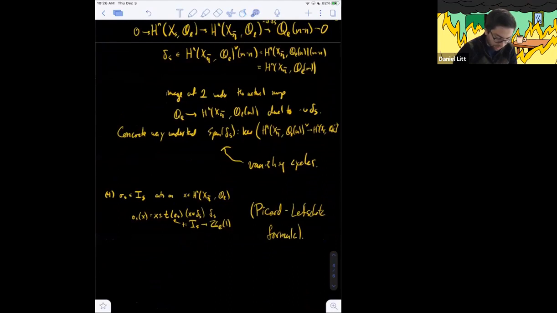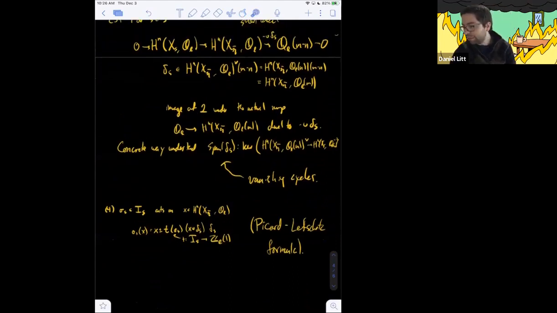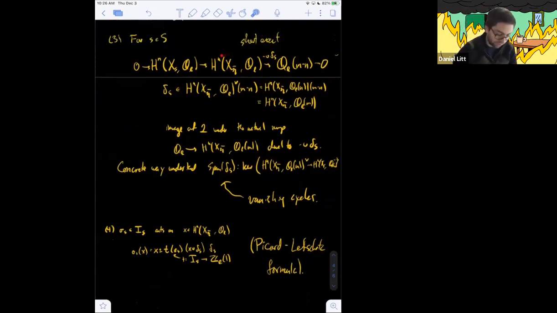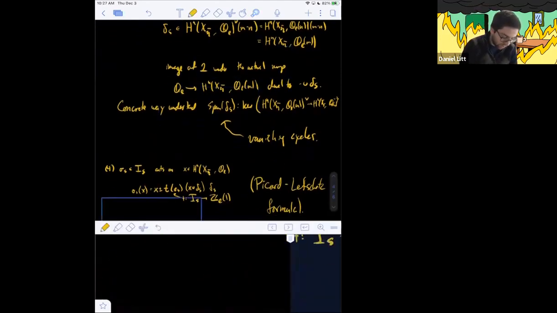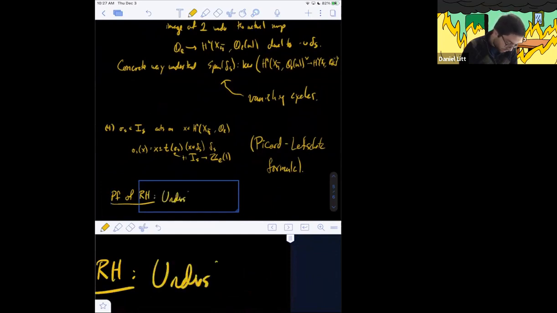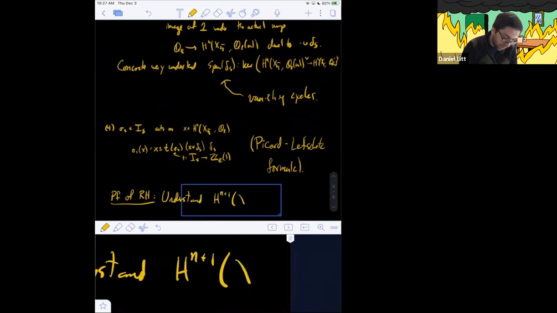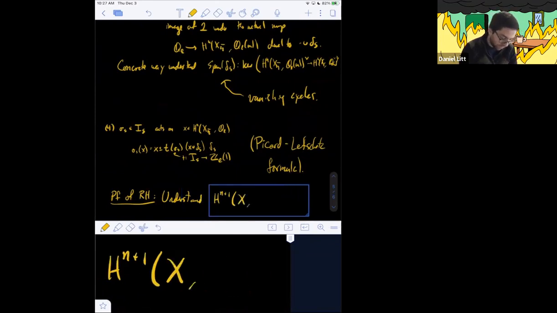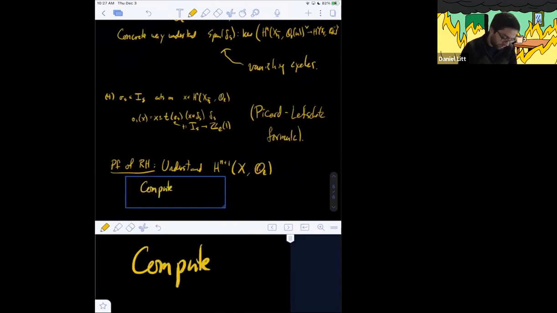So we've now described some interesting classes inside of this middle cohomology, or really inside of this twisted by M. So that's the space of vanishing cycles. What we're going to do is we're going to try to understand, so the idea of the proof of RH, is we want to understand Hn+1, so this is the middle cohomology of X, the total space of our Lefschetz fibration. So we want to understand the Frobenius action on this, and what we're going to do is compute it with the Leray spectral sequence.